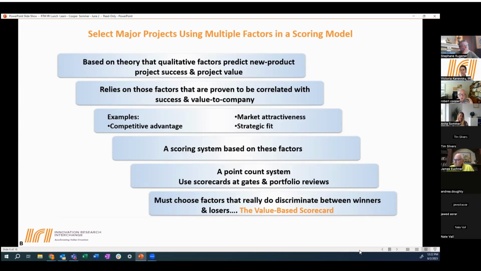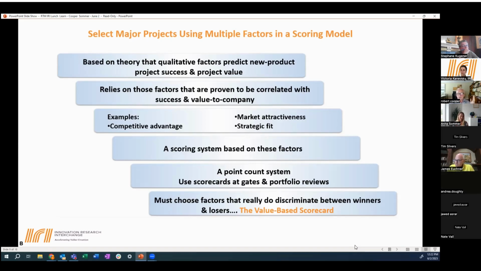And basically, a scoring model relies on those factors that are proven to be correlated with success and value to the company. And the question is, what are those factors? Well, guys, there have been many, many studies done over the last 30 years on what factors correlate with success. And I'll give you a hint. The strongest one is a competitive advantage gained through a unique, superior product with a compelling value proposition. That one factor alone accounts for about 26% of profitability right there. So if that's not in your model, you're missing 26% of profits right there.